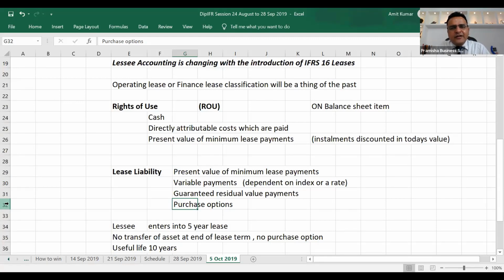There will be a liability in terms of, if there is a certainty of purchase, we are also required to include these purchase option amounts as well, because we believe that we are going to own this asset at the end of the lease term.